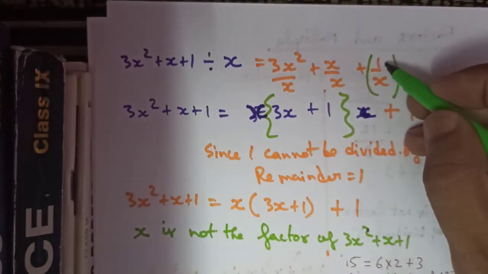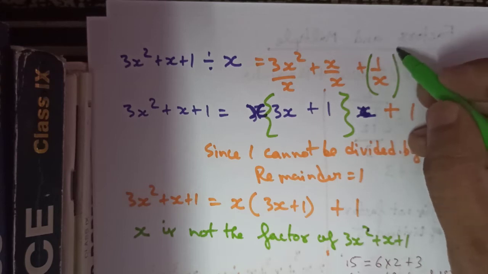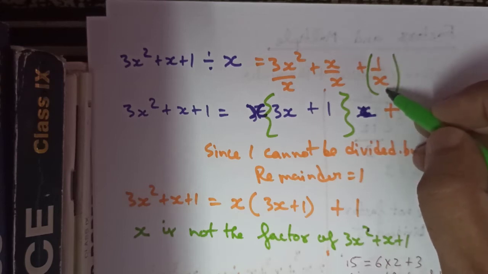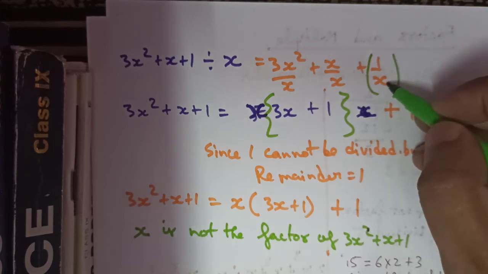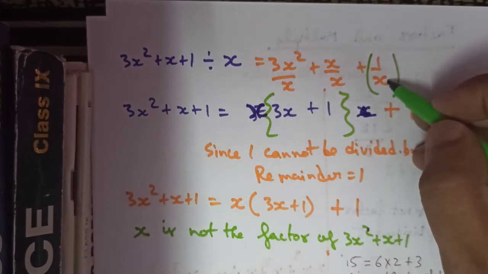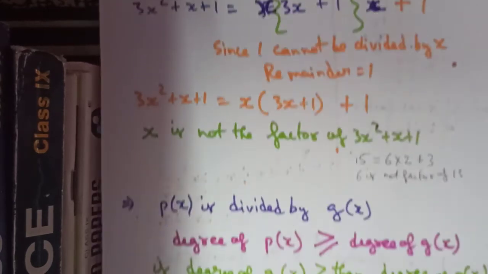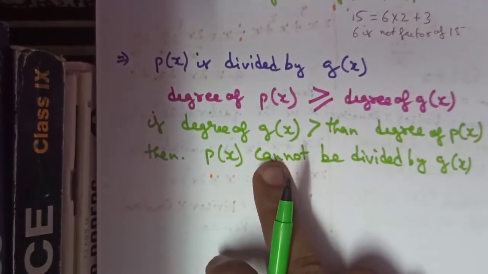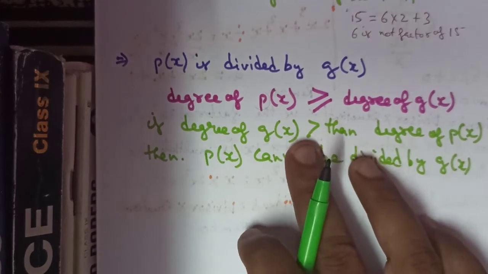Here in the numerator we are having 1. So 1, the degree of the polynomial is 0. 1 can be written as 1 into x power 0. And here we are dividing it with x. So degree here is 1. So x power 0 and here x power 1. Degree of the dividend polynomial is 0 and the degree of the divisor is 1. Degree of the dividend polynomial, in this case px, is less and degree of the divisor is more. This is the example. So it cannot be divided.